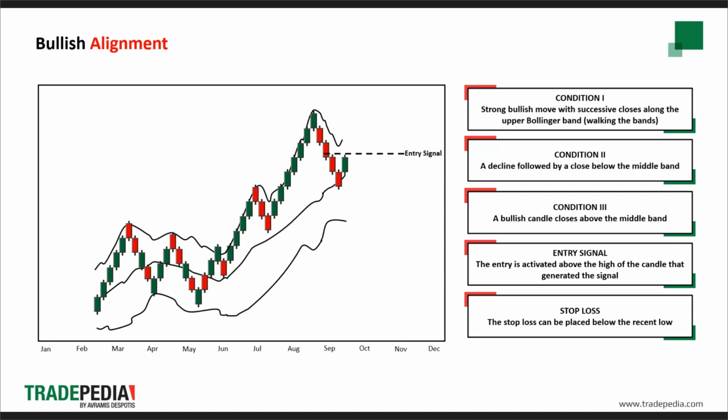Okay, so a bullish alignment is a signal that is given when the following conditions are met. The first condition is a strong bullish move with successive closes above the upper Bollinger Bands. What it means is that the consolidation starts from here. You can see the bull flag, and the price breakout. There are continuous green candles which are closing above the upper Bollinger Bands.